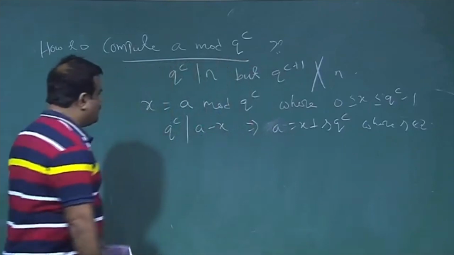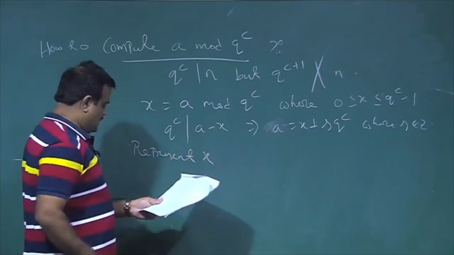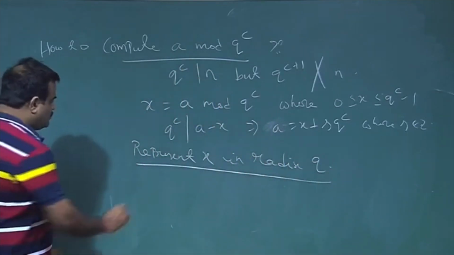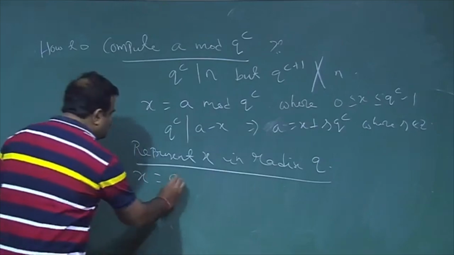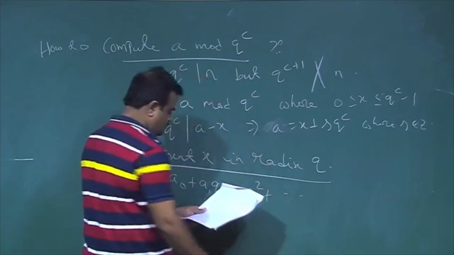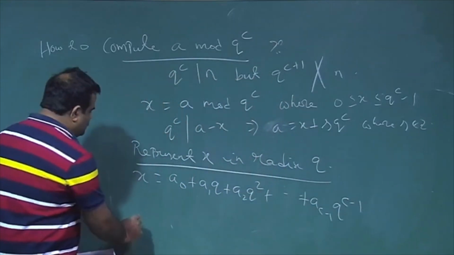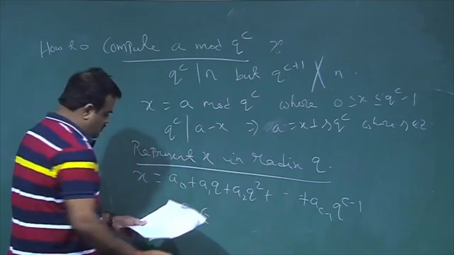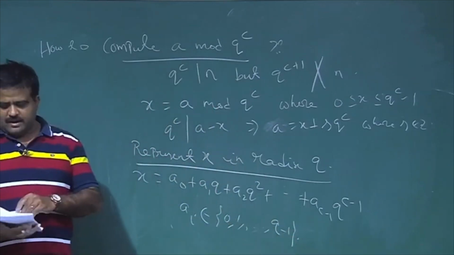Now we represent x in radix q. We know the octal system, we know the decimal system. So this is basically a0 plus a1 q plus a2 q squared, and so on, up to a_(c minus 1) q to the power c minus 1. Then a is basically x plus s q to the power c. Now the question is how we can find these a_i. These a_i are unknown, each between 0 and q minus 1. How can we determine them?